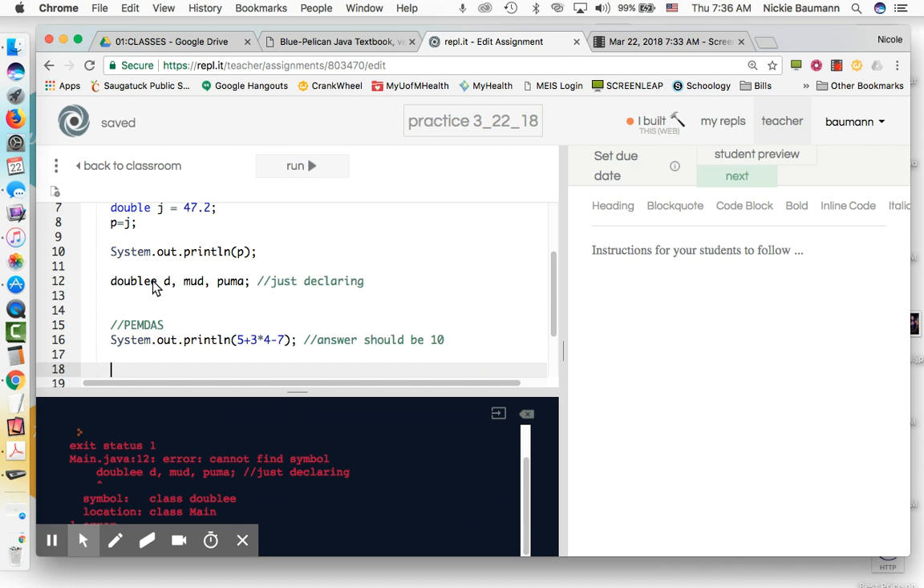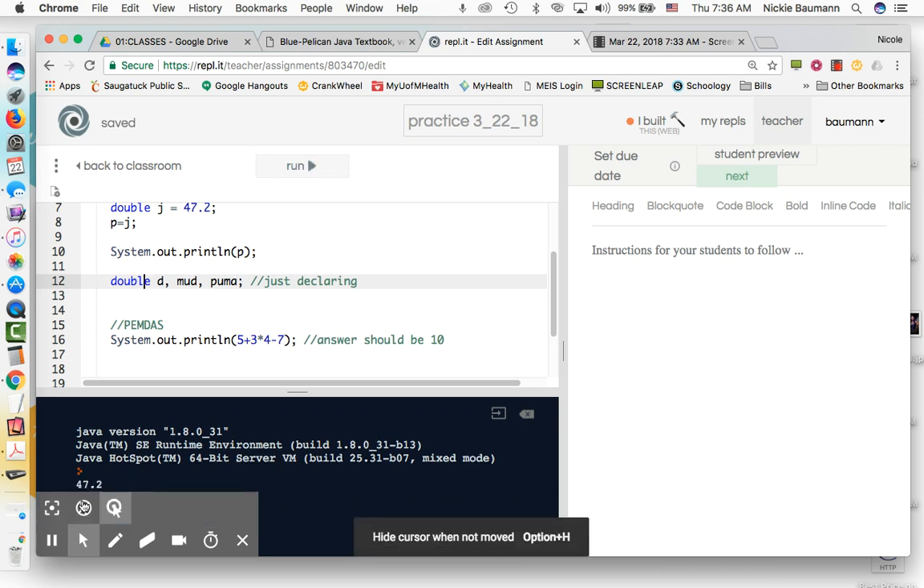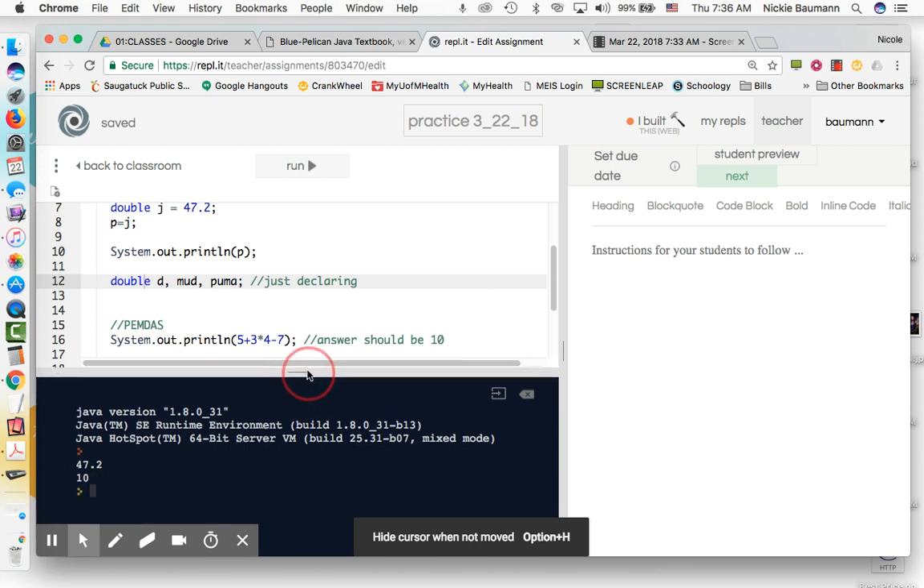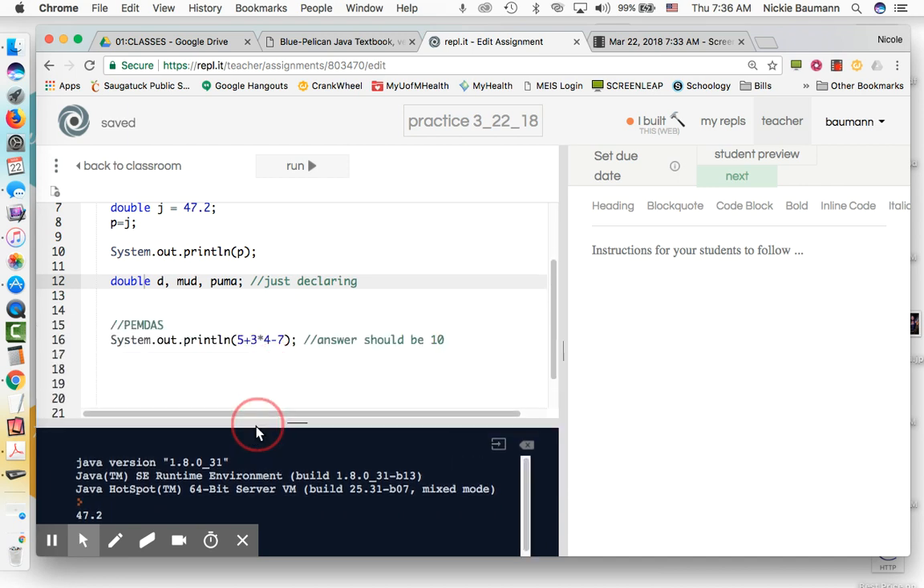Oops, sorry, there were some errors above here. There it is. There's my answer, 10. Cool. So now let's go ahead and look at another one.